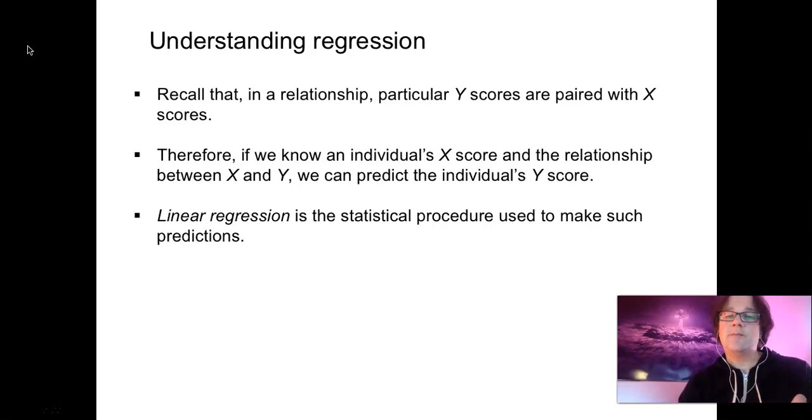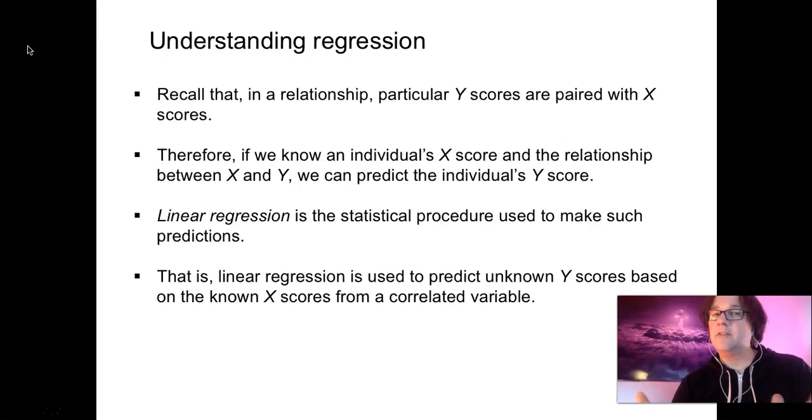So linear regression is the statistical procedure that is used to make these kinds of predictions. Essentially, we're making predictions of y, or y-score predictions, based on what we know about, number one, the individual's x score, and what we know about the relationship between x and y. So linear regression, again, is used to predict unknown y-scores based on known x scores.